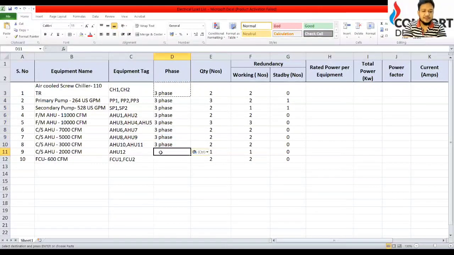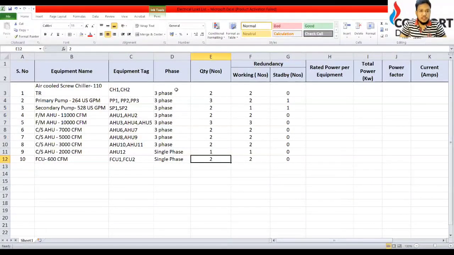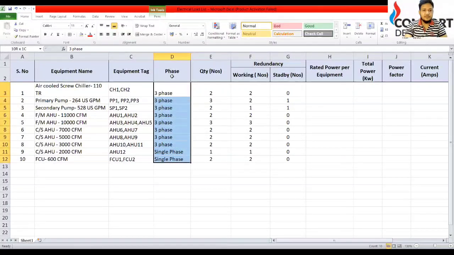Here we will write single phase, and here also we will write single phase because this FCU comes in single phase mode. Okay, so this detail we have already prepared. Now let's proceed ahead and do the calculation for the others also.